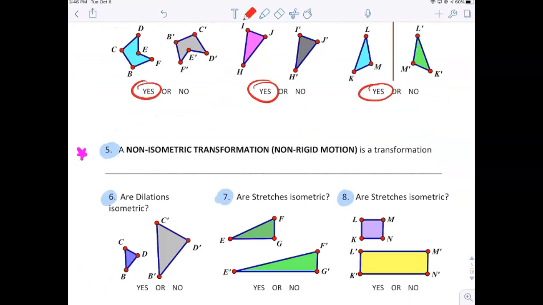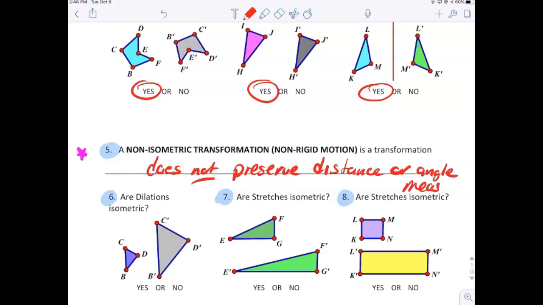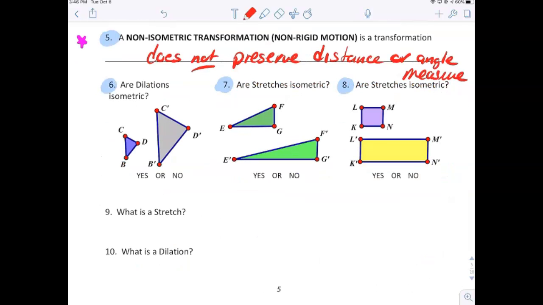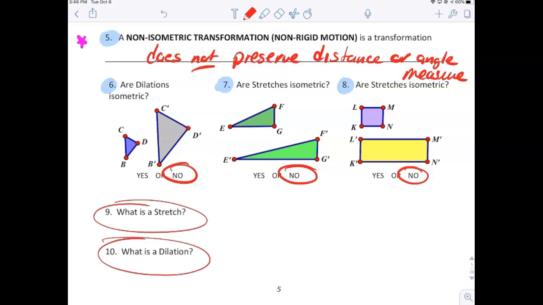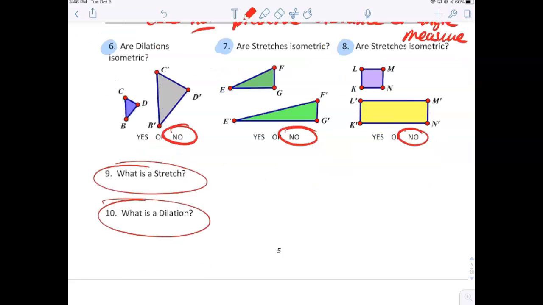Non-isometric transformations are ones that is a transformation that does not preserve distance or angle measure. Are dilations rigid motions? No. No stretches, no. They change size. I think we've talked about what a stretch and a dilation is. And we'll talk more about that in the winter.